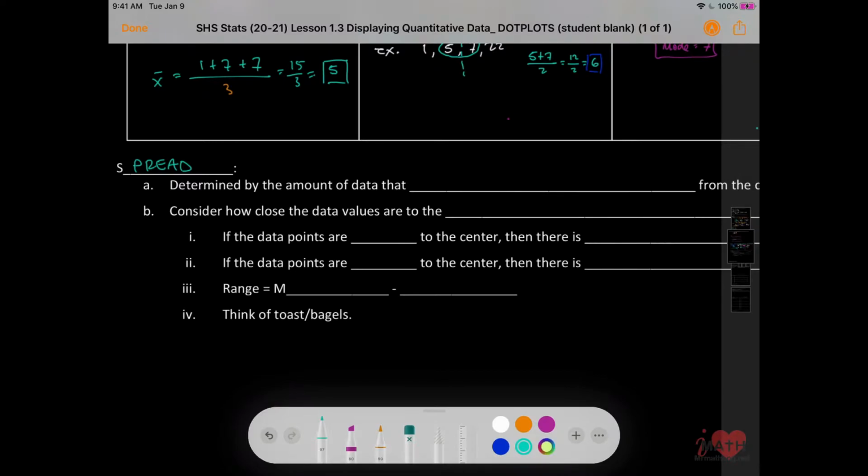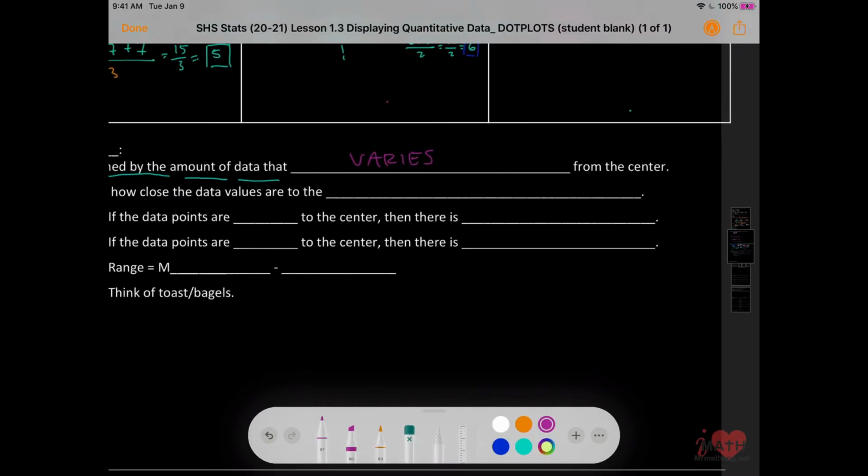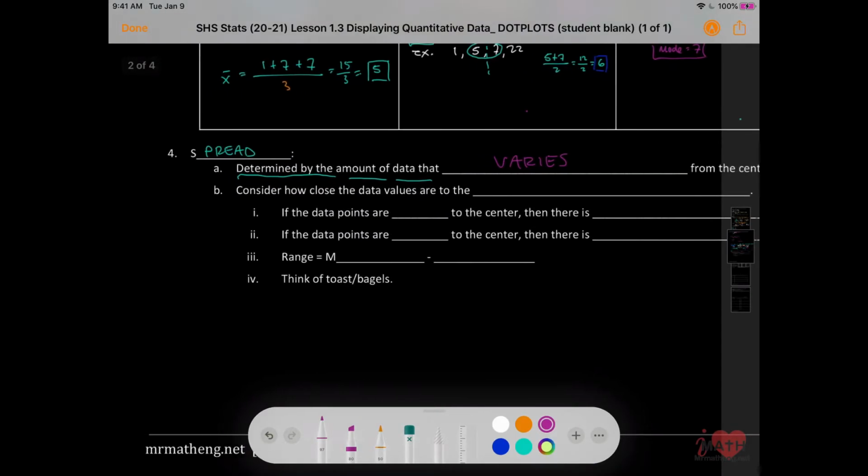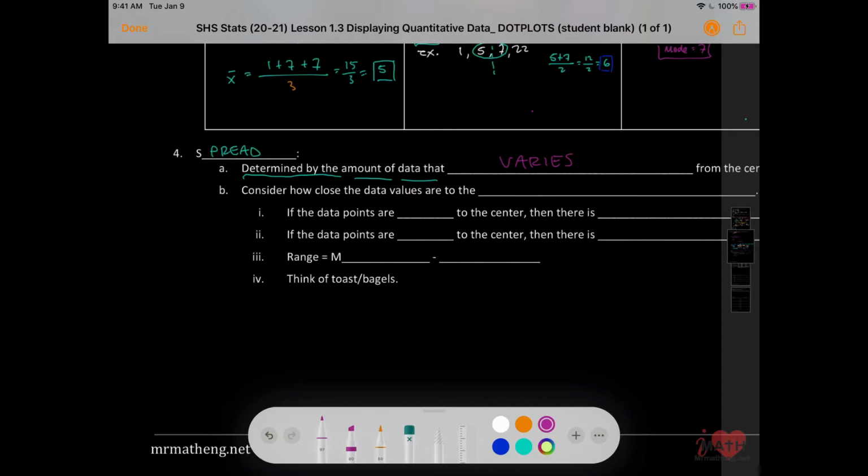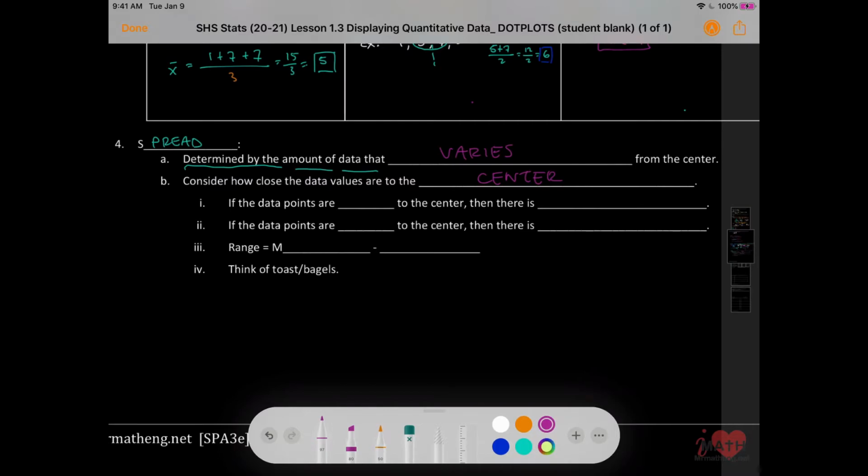So what is spread? It's determined by the amount of data that varies from the center. Consider how close the data values are to the center. If the data points are close to the center, then there is little spread. And if the data points are far from the center, then there is more spread.